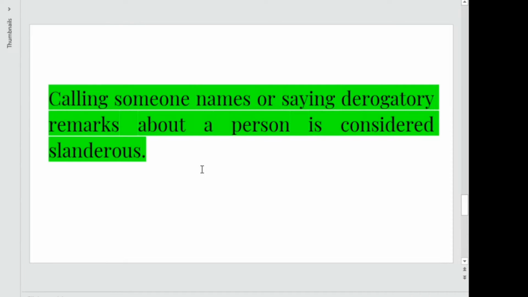Okay, so calling someone names or saying derogatory remarks about a person is considered slanderous. Okay, question. Paano pag sinabi ng isang tao na pangit ka? Okay, so it was mentioned in public. Will that be considered slander? Okay, so slander siya if you are affected emotionally, psychologically, and everyone around you is affected, including your job, your family, and so on. Kasi kung hindi naman, and it can somehow be ignored, then it cannot be a ground for slander.